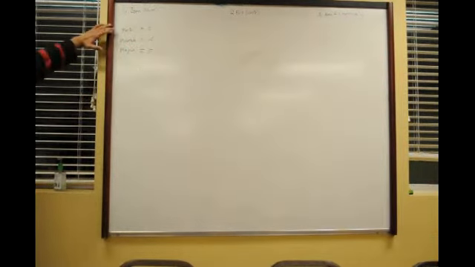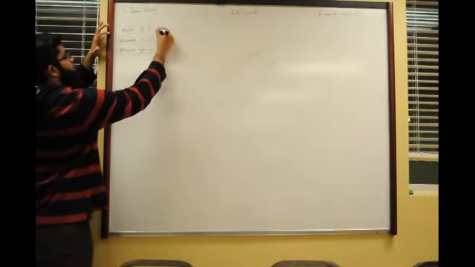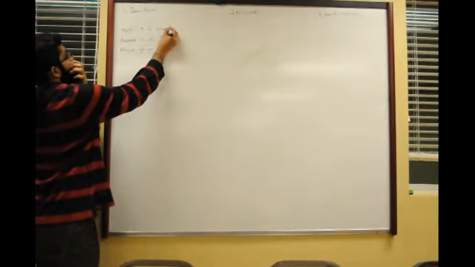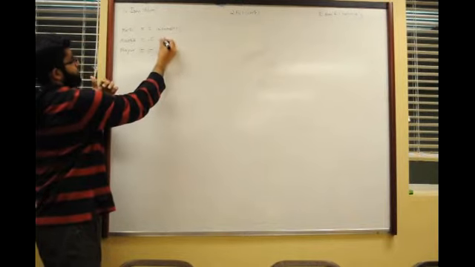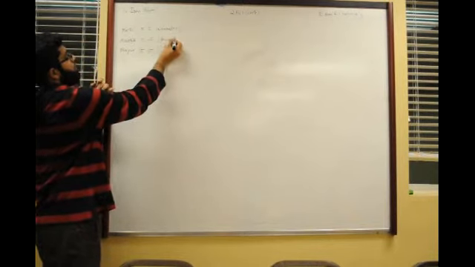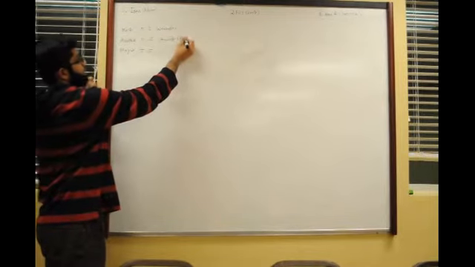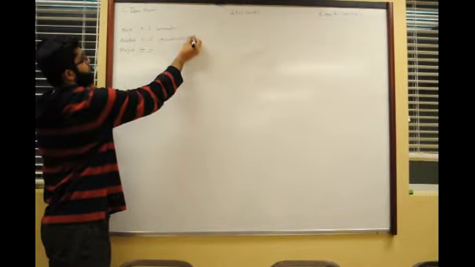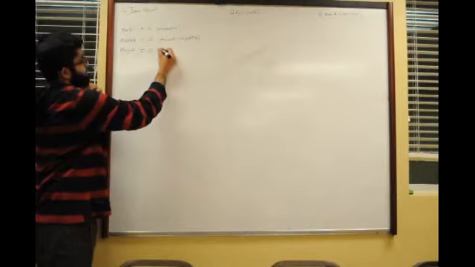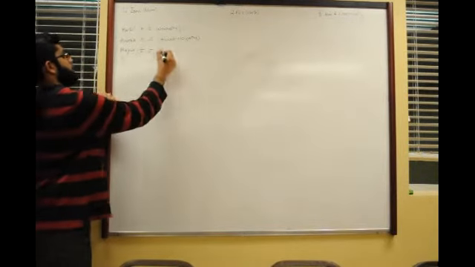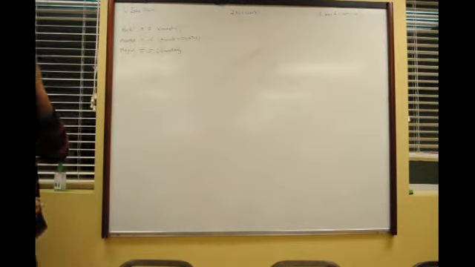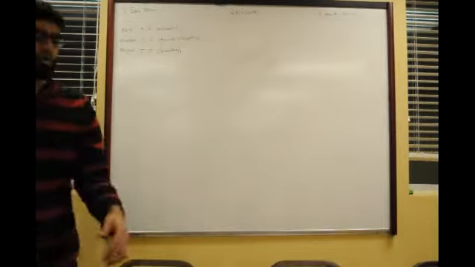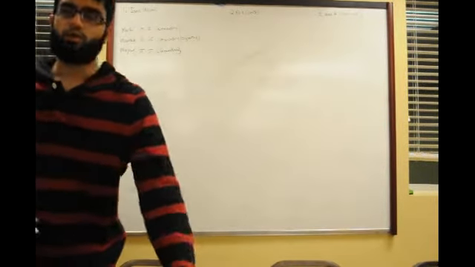Alright? So marfu is called the nominative case. And then mansub is called the accusative, or also called the objective case. You don't have to know this, I'm just giving extra information. And the last one is called the genitive case. Genitive case.